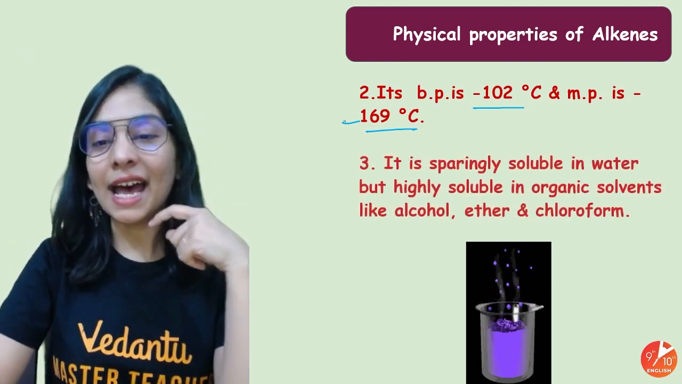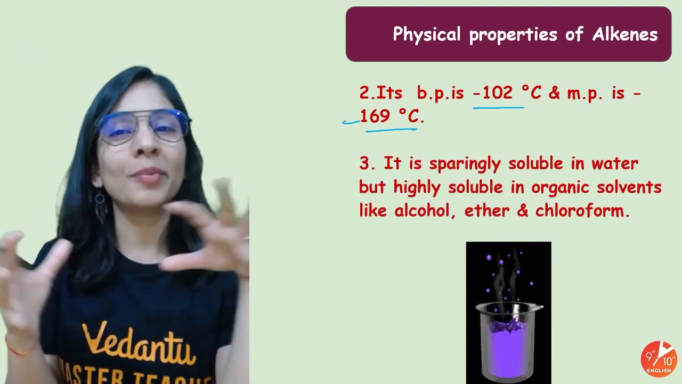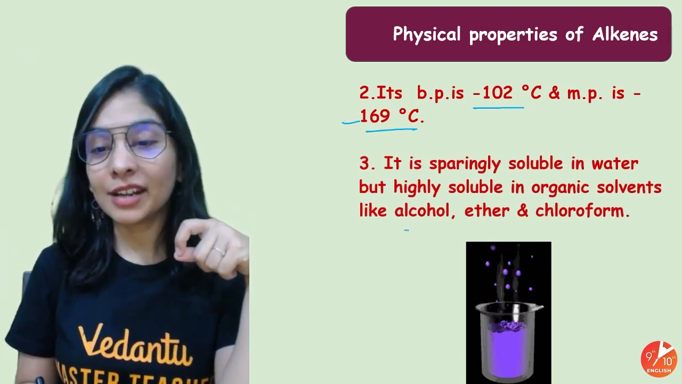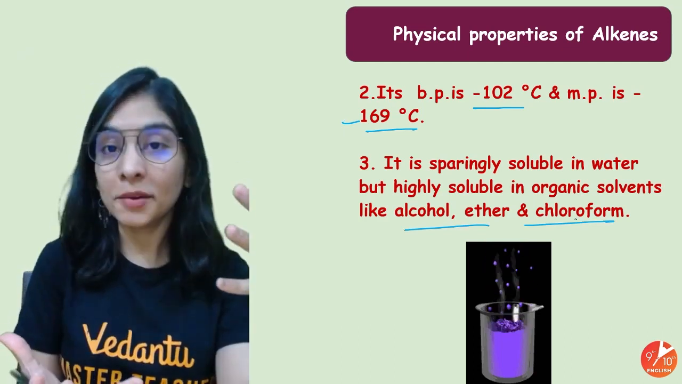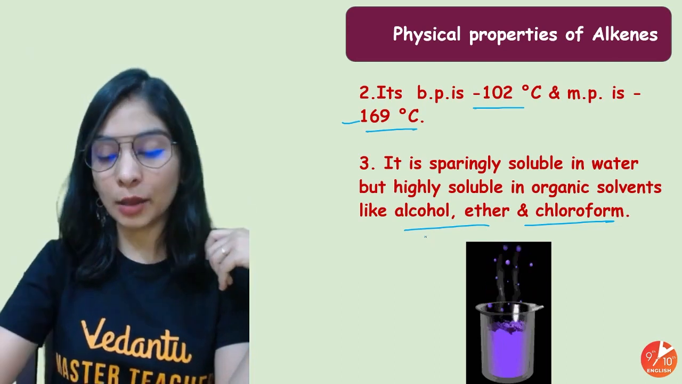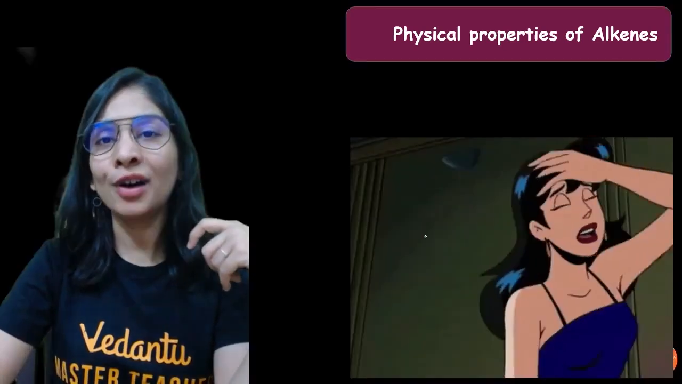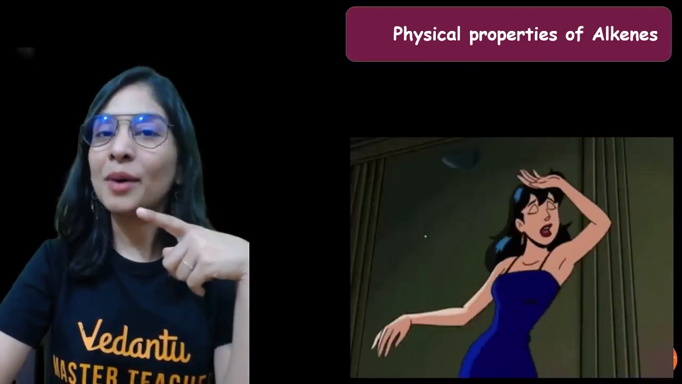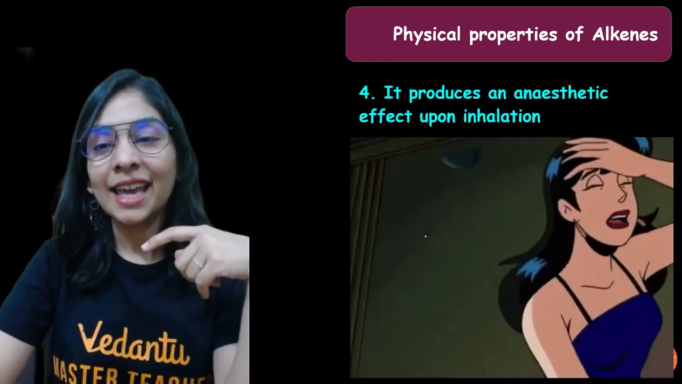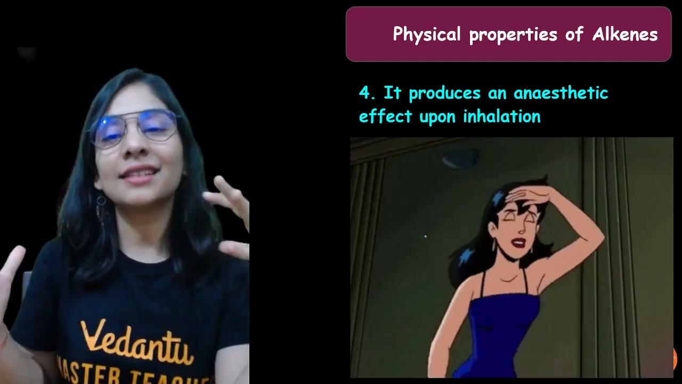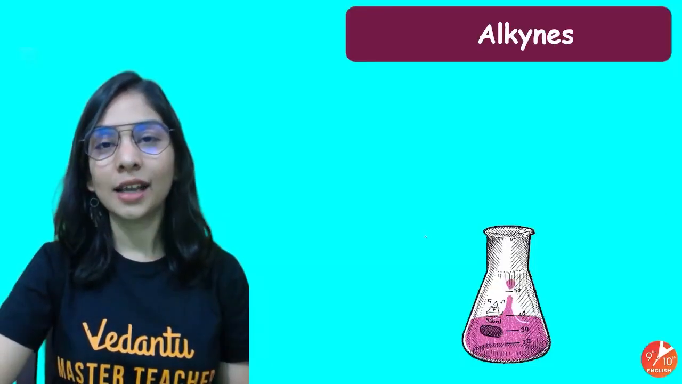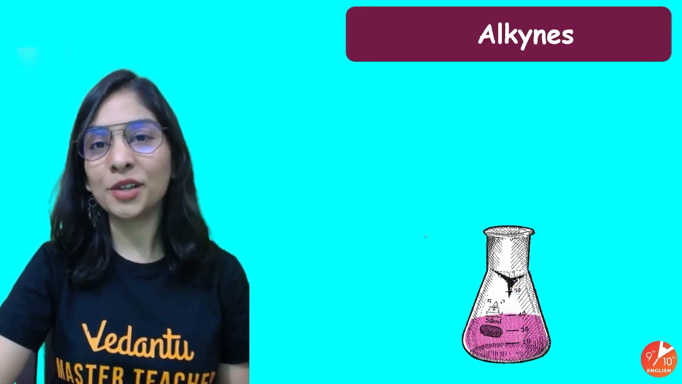All right. It is sparingly soluble in water, not properly soluble, very slightly soluble, but highly soluble in organic solvents because of its nature. Like dissolves like, so it will dissolve in organic solvents like alcohol, ether and chloroform. What will happen if you by mistake inhale ethene? It produces an anesthetic effect upon inhalation and you feel like, oh, I'm going to faint.